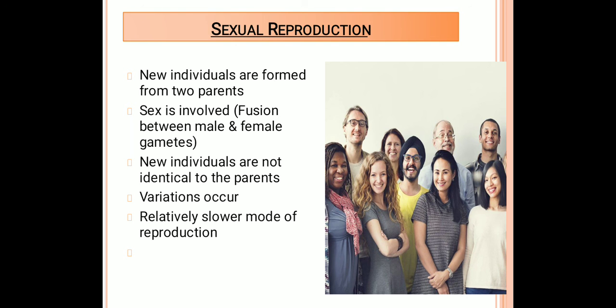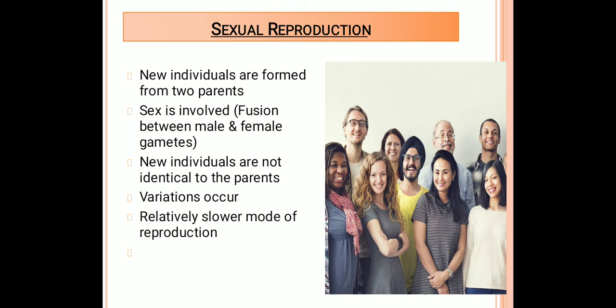Each and every variation that occurs in the DNA copying, that is DNA replication. Here we are seeing different types of people. They are different in structure and faces, but they come from the same family. So there is a lot of variation inside the family due to DNA replication. So this is a very slow mode of reproduction.